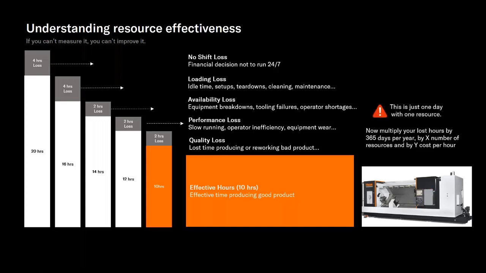And to put it in perspective, if you imagine that you have 15 resources, be they your employees and machines, and you multiply the lost hours by 365 days that we have in a year, you can see how all of these mount up and the losses are substantial. And if you consider these total losses from both the cost and margin perspective, you begin to understand why it is so important to ensure your resources are effective.